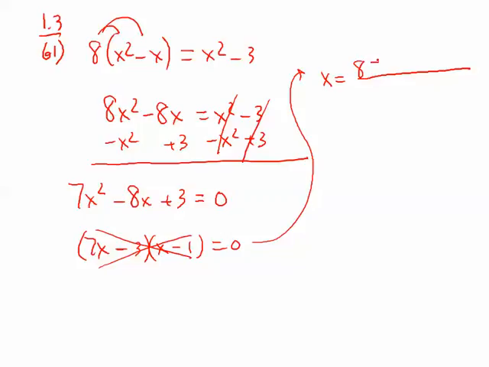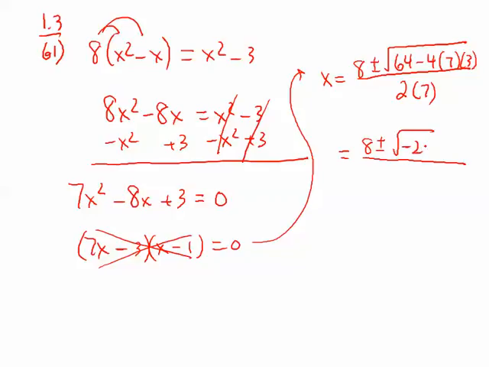So negative b plus or minus the square root of b squared minus 4 times a times c, all over 2 times a, and then we simplify from there. Somebody simplify that for me right there. 64, subtract all of that. Perfect, thank you. Negative 20, that's over 14, so I know I'm having a complex number here. So 20 is 4 times 5, so that means it's a 2i root 5.